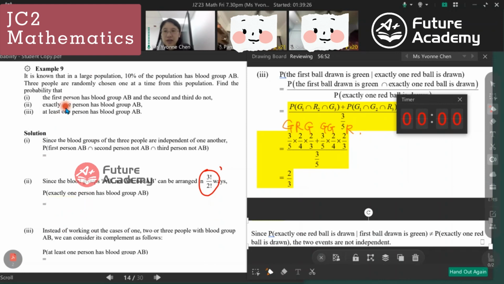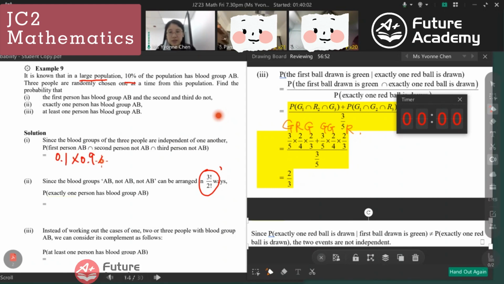It is known that in a large population, 10% of the population has blood group AB. 3 people are randomly chosen, one at a time from the population. Find the probability that the first person has blood group AB and the second and third one do not. How do we do this? Because it's a large population, the first one, 10%, doesn't affect the second person and third person. So we can get the answer as 0.081.